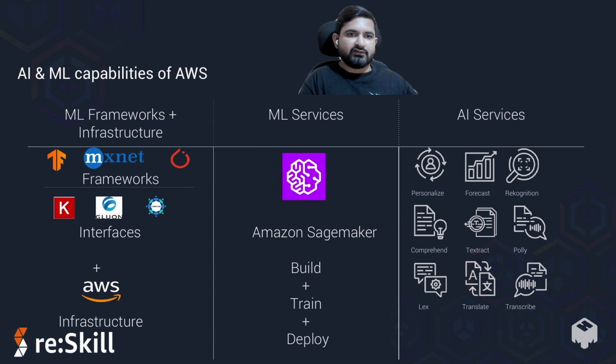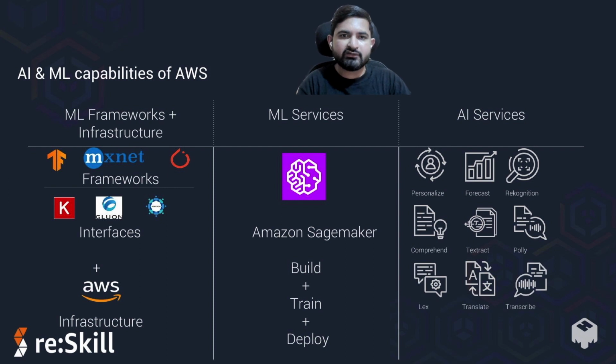And then there's the third one. The third one is machine learning frameworks and infrastructure. So if you are a researcher, or a person who wants to control your complete machine learning workflows, then machine learning infrastructure and frameworks come in.